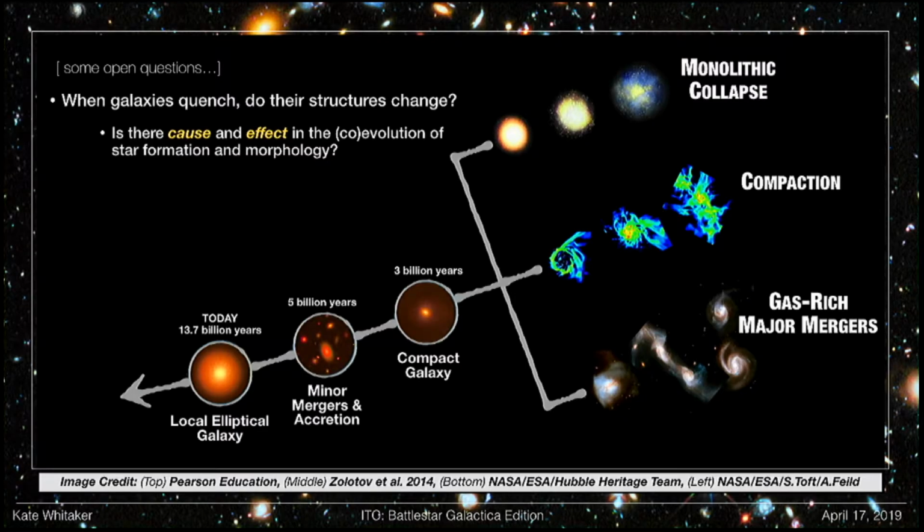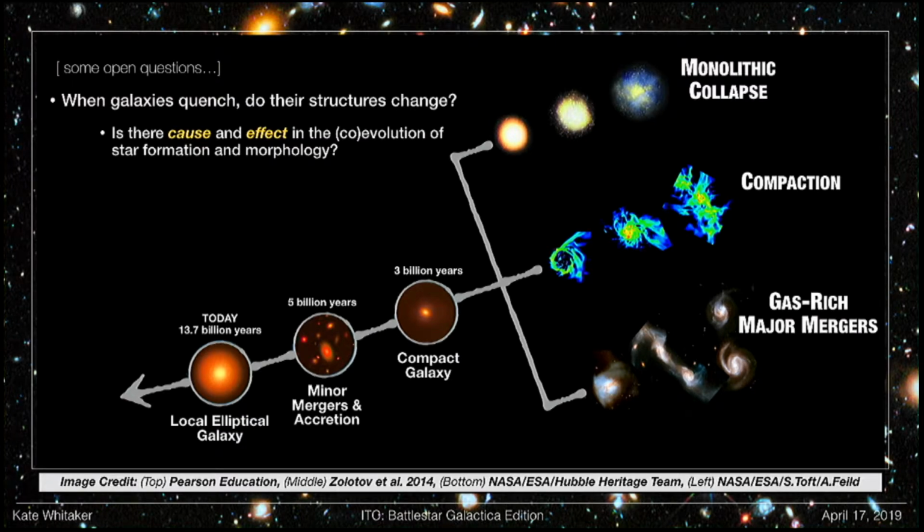So when do galaxies quench? When galaxies quench, do their structures change? And I guess what I really mean to say here is, is this a cause and effect, or is it just that both things happen to be happening and there's a correlation? So I like to think about this in terms of a schematic diagram of how, in particular, massive galaxies are evolving.